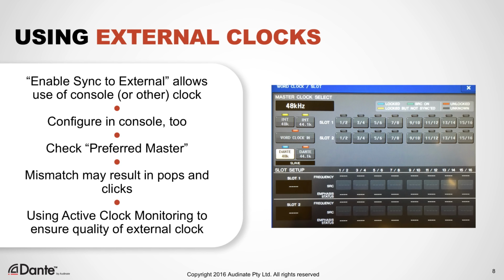Failure to do so will likely result in clicks and pops, and there will be two independent clocks attempting to run the network. By checking Enable Sync to External, we are telling the Dante system to use the mixing console clock as its source. Use active clock monitoring to ensure that external clock is well behaved.